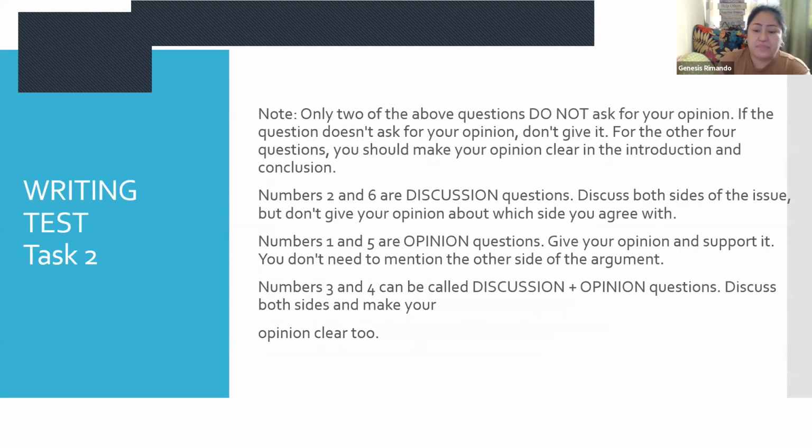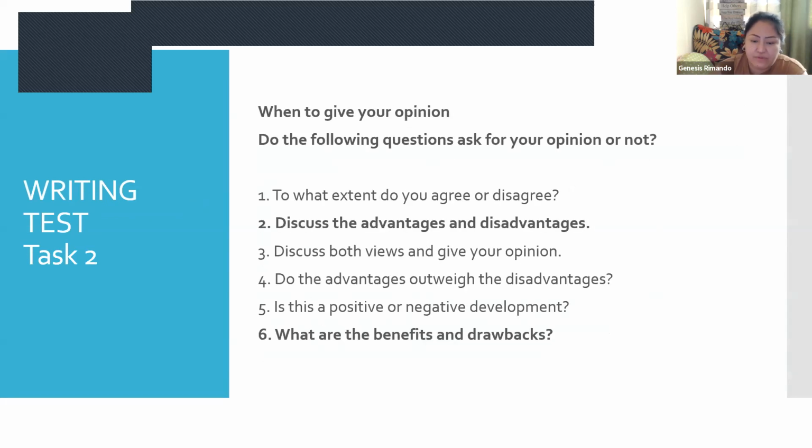Okay, never mind. So number 3 and 4, it's called discussion plus opinion questions. In here, you have to discuss both sides, and also you have to give your opinion, which side you agree on. Okay, so number 3 and 4, discuss both views and give your opinion. Opinion here means you have to give your side.